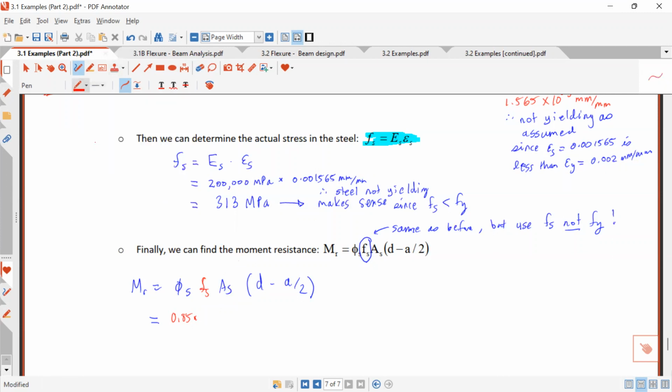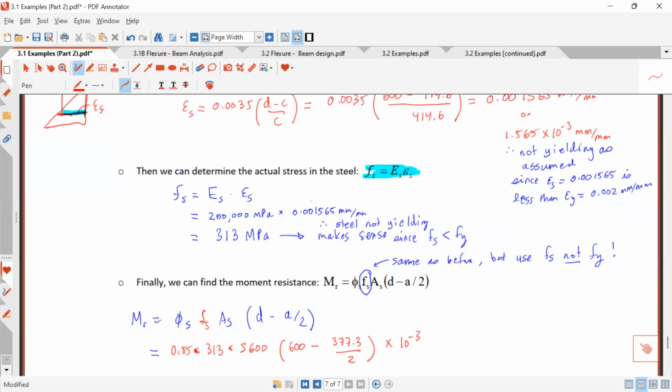Okay, so we have Fs, which is equal to 313. AS, if we remember, was 5,600 millimeters squared. D was 600, and then minus A over 2. So this A, we found 377.3 over 2 times 10 to the minus 3.